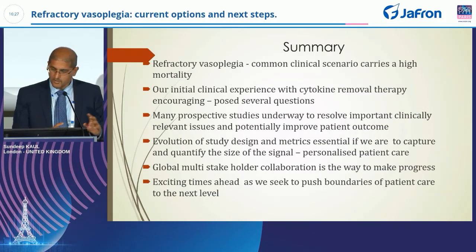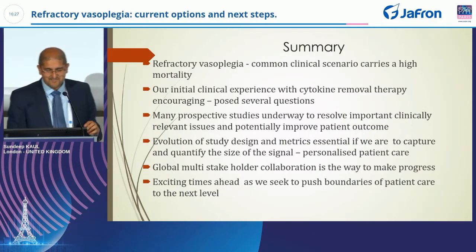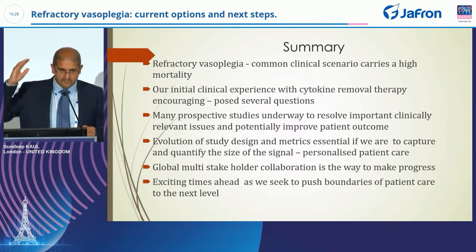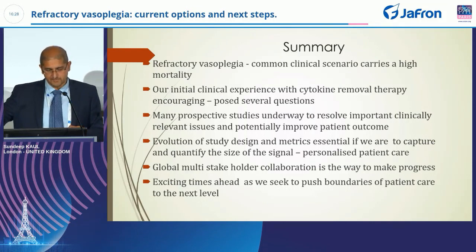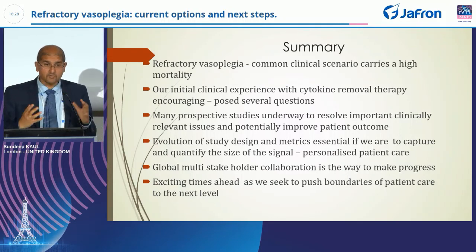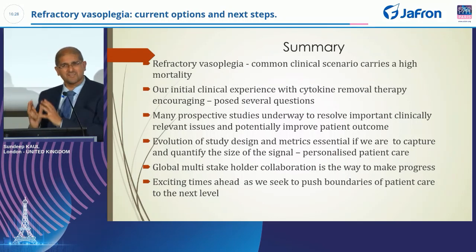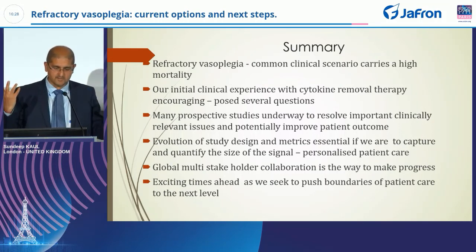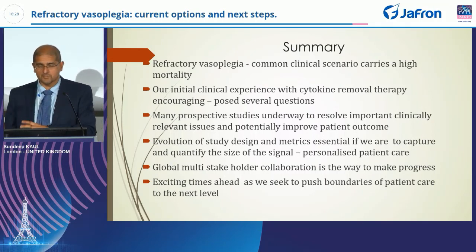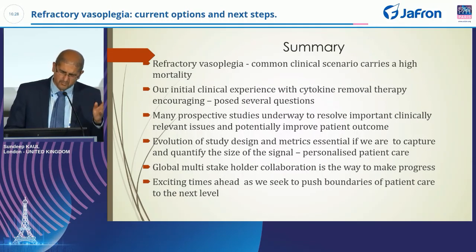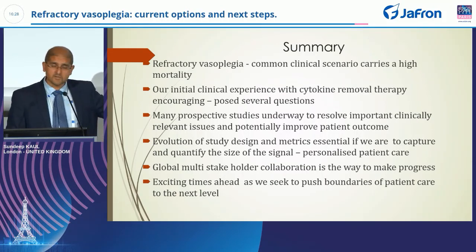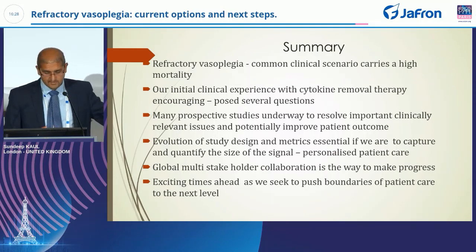So in summary, I hope I've caught up, Chairman. Refractory vasoplegia remains a common clinical scenario. It carries a significant mortality and morbidity. Our initial clinical experience has been quite encouraging, but it is an uncontrolled cohort, N equals one center, and it poses more questions than it answers. Important questions, though. There are prospective studies underway, and that is fantastic to see.